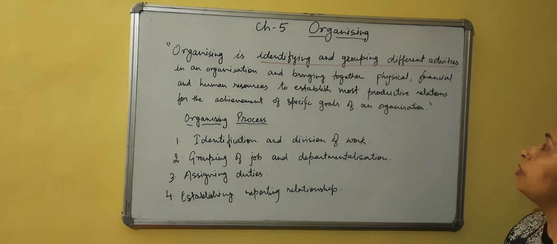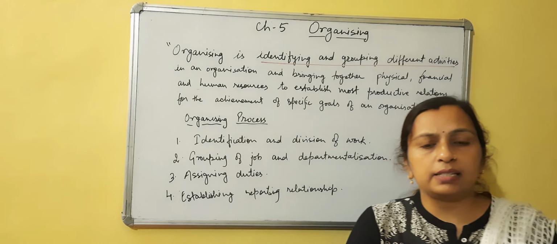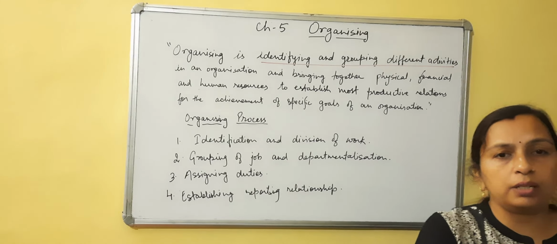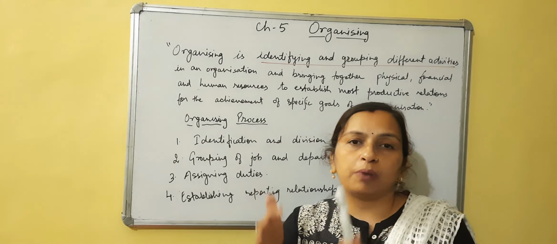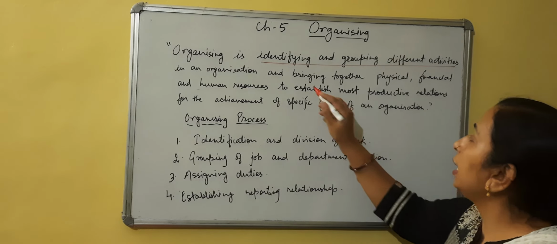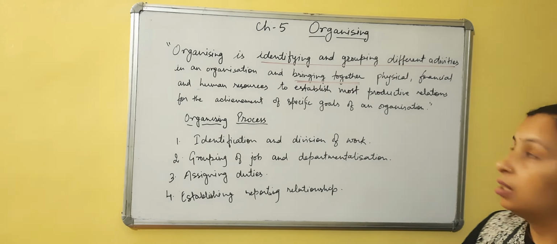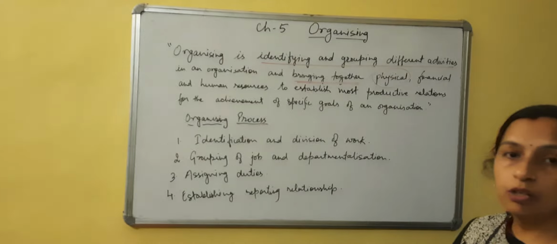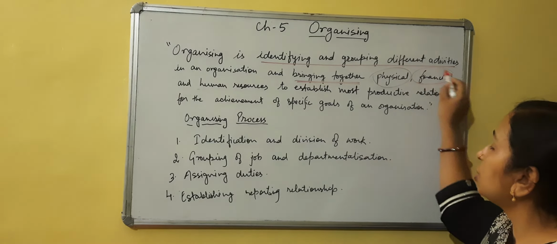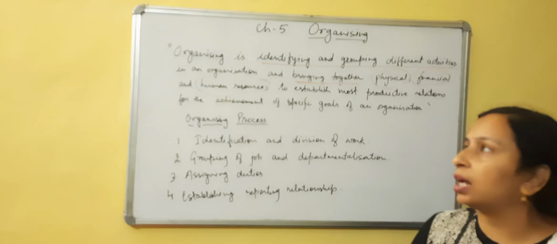Then we have to group different activities in an organization. Grouping will be done so that these activities are related to production, and these activities are related to marketing of the product. And then bringing together. Now what do we have to bring together? Physical resources, then financial resources and human resources. These are the factors of production.